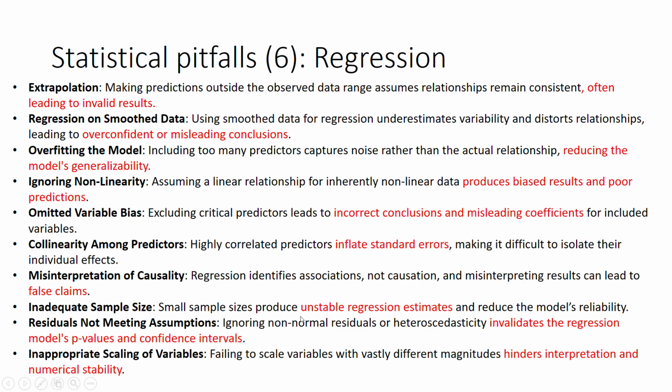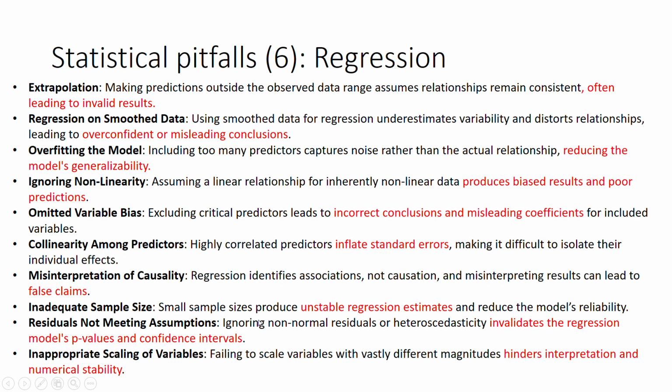Then all the p-values calculated by regression assume that the residuals, that is the difference between your predictions and your observed values, are Gaussianly distributed and independent. So if this is not the case, then the p-values and the confidence intervals that you compute from the regression coefficients are incorrect.